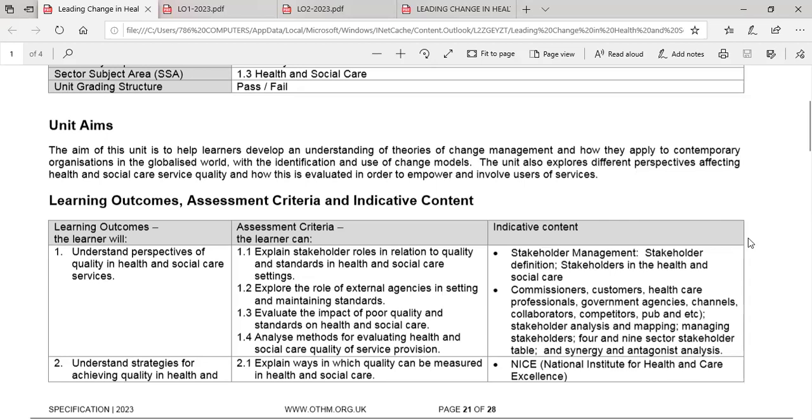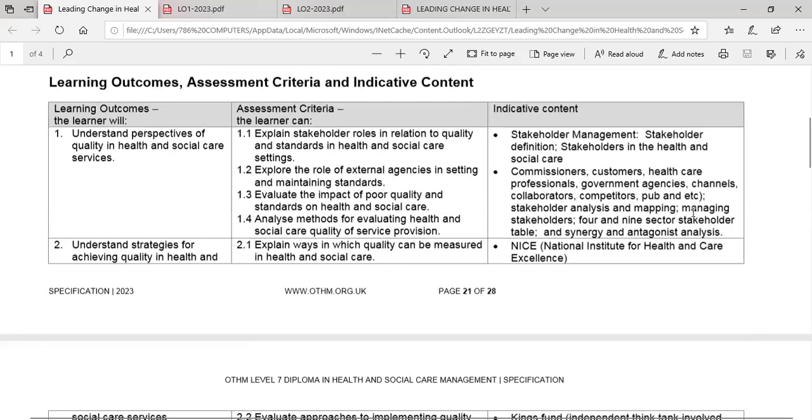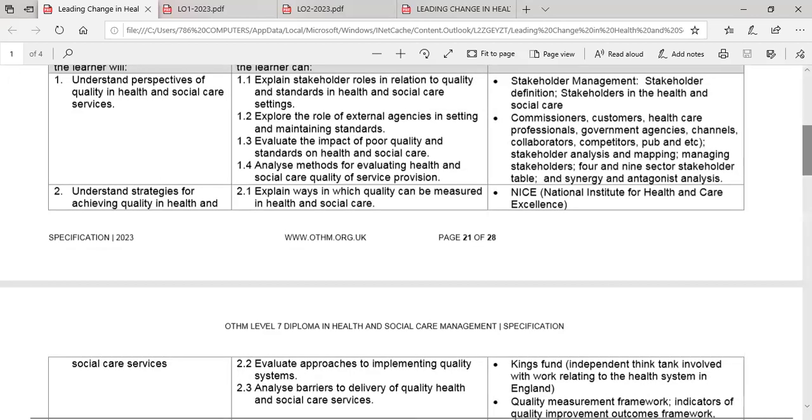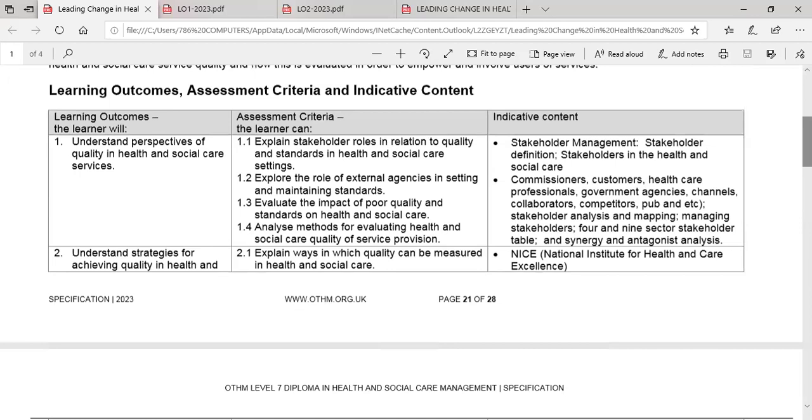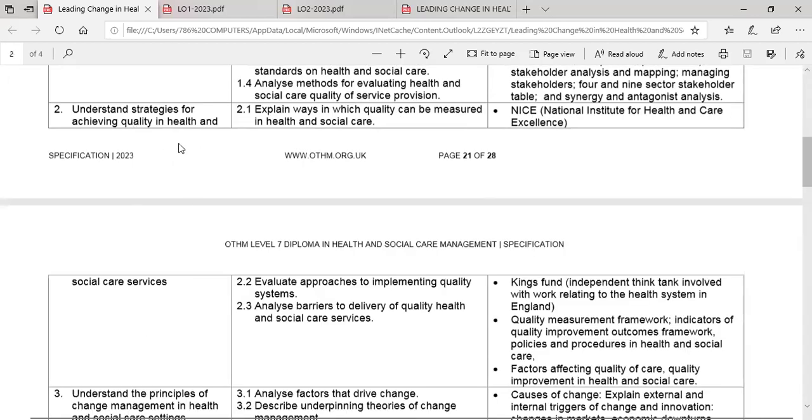And then in this, the indicative content would be, we'll talk about what stakeholders are and the different stakeholders. So in your instance, what stakeholders do you have? Obviously you'll have your manager, your service users, as you said, the families of service users. You'll have multiple stakeholders, isn't it? So yes, this is the first learning outcome that will be achieved. Then the second is understanding the strategies in order to achieve quality in health and social care services.